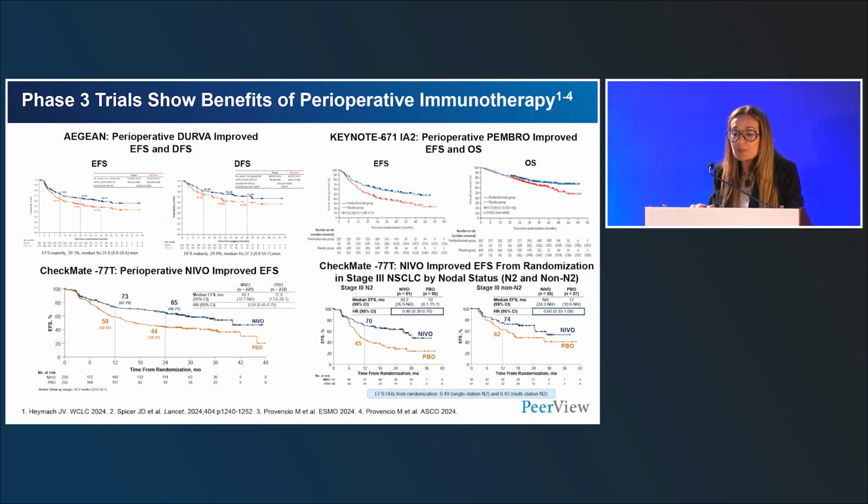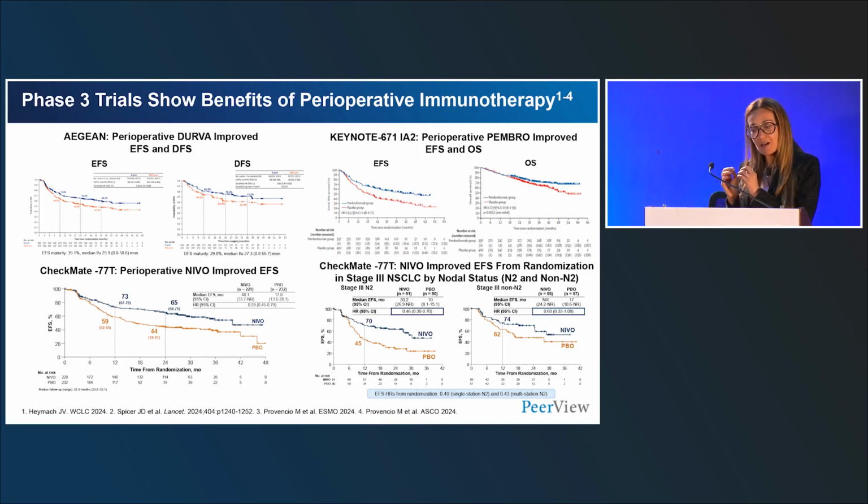And then at the bottom, you see the third perioperative trial, the CheckMate 77T, very similar design, up to 4 cycles of chemotherapy plus nivolumab, another PD-1 inhibitor, followed by surgery and 1 year of nivolumab. You have there the separation of the curves that is pretty much in alignment with the other trials.